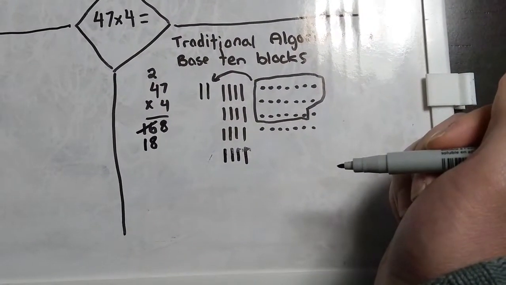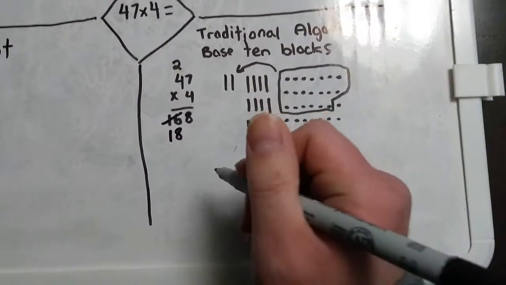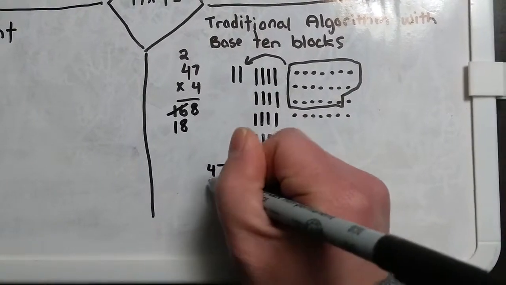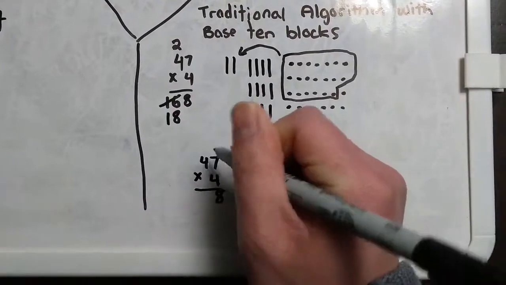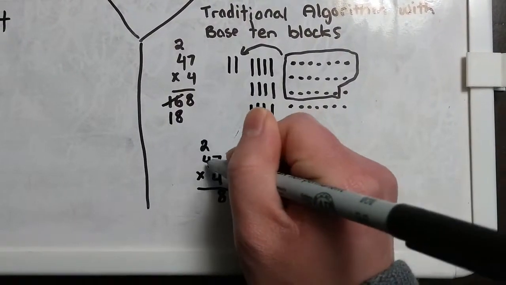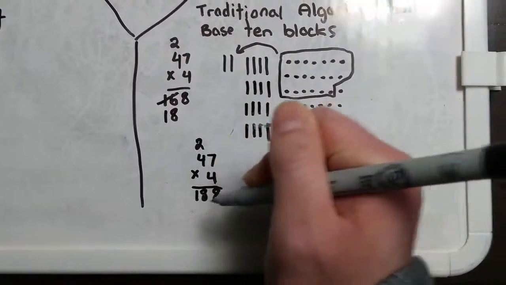Speeding up. Now without base 10 blocks, I'm going to do 47 times 4. 4 times 7 is equal to 28. I keep the 8. 2 gets regrouped over. 4 times 4 is equal to 160, plus 20 is equal to 188.